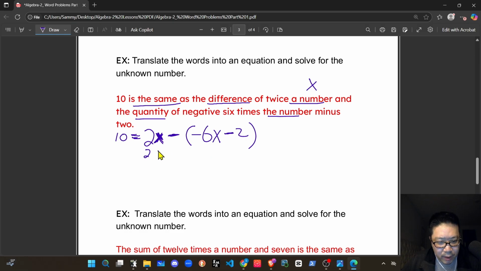The only thing you really need to do beforehand is to simplify the right side. So I'm just going to distribute in this negative, and you're going to end up with positive 6x and then positive 2.